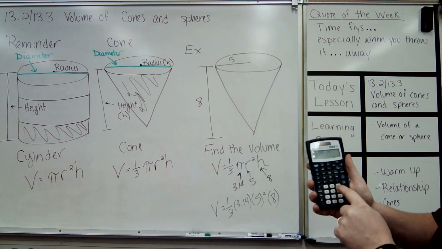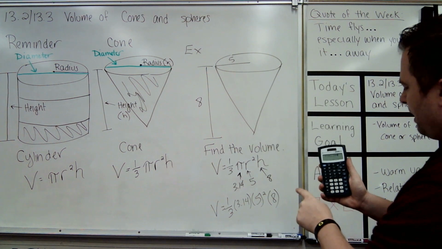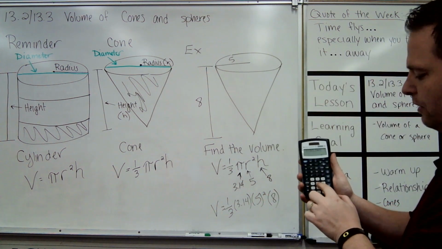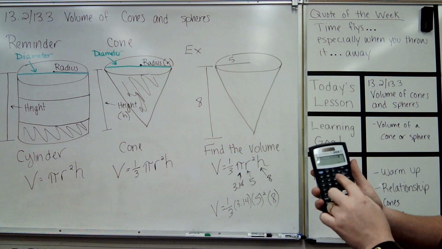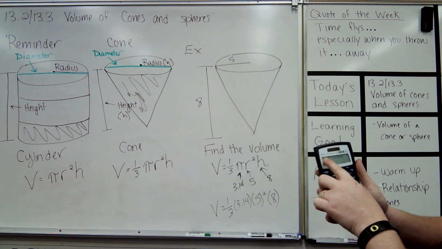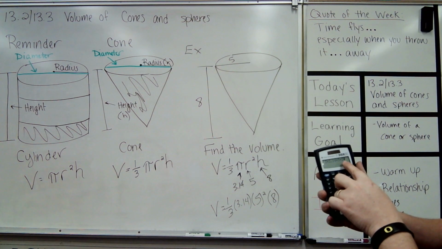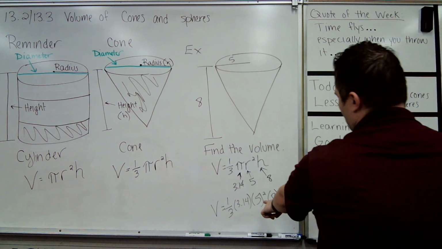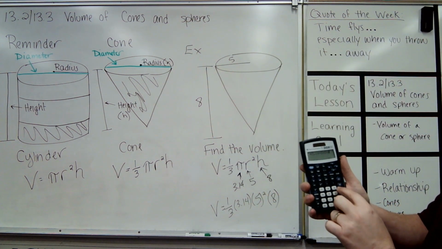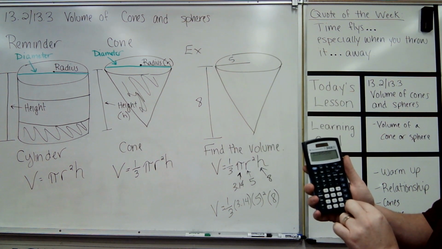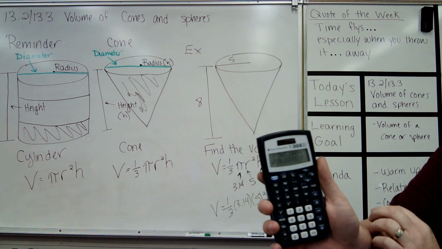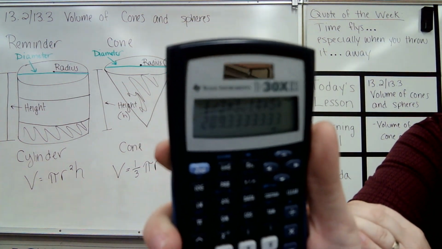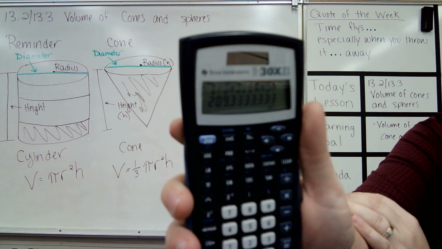3.14. Then times it again, right? Times it again by 5 squared. 5 squared is 5 times 5. So I'm going to go 5 times 5. So I have 1/3 times 3.14 times 5 times 5, right? There's 2 multiples of 5. And then times that by 8. Times 8 equals 209.333333, repeating. You guys can barely see that. Hopefully you can see that.